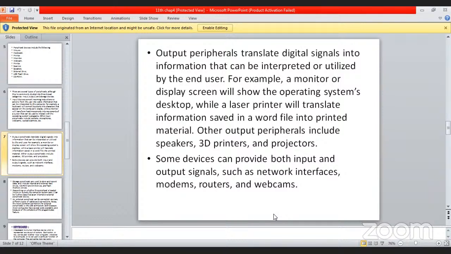Also, some devices can provide both input and output signals. Those are modems, routers and webcams.